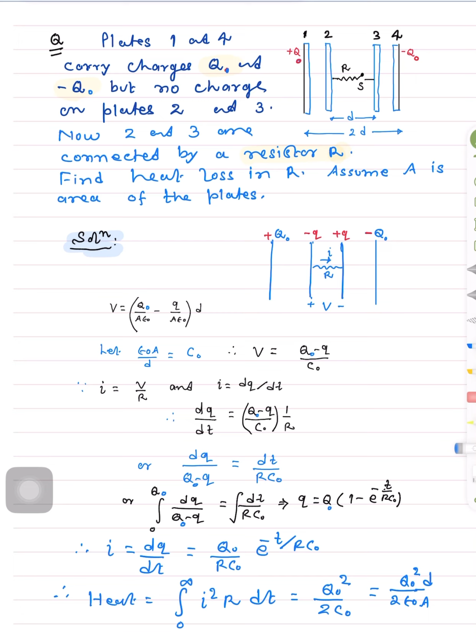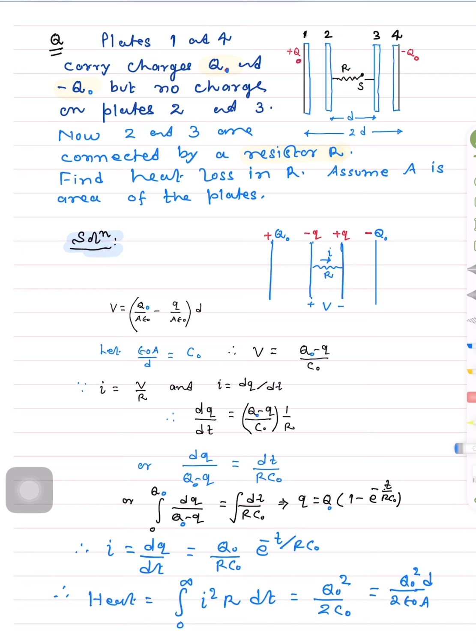So this can be done by two methods. One method I am going to explain, that is more fundamental. And what we should realize is why there will be dissipation of heat. Heat will be dissipated if there is some current here. Why will current come? It can come if there is potential difference.